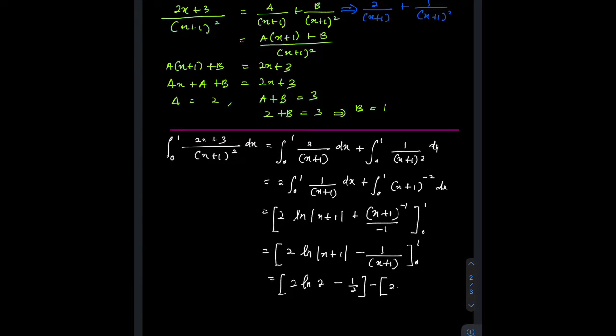Then minus, substituting x equals 0, you get 2 ln 1 minus 1. Then 2 ln 1 is 0, and negative 1 over 2 plus 1 gives positive 1 over 2. So what is left is only 2 ln 2 plus 1 over 2. This is your final answer.